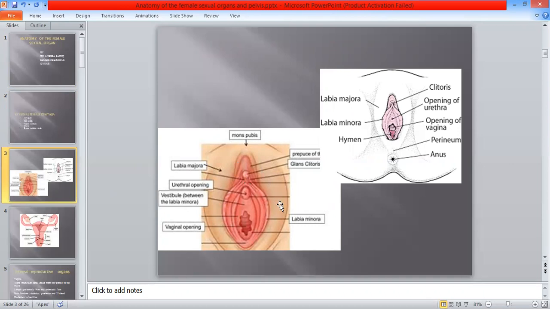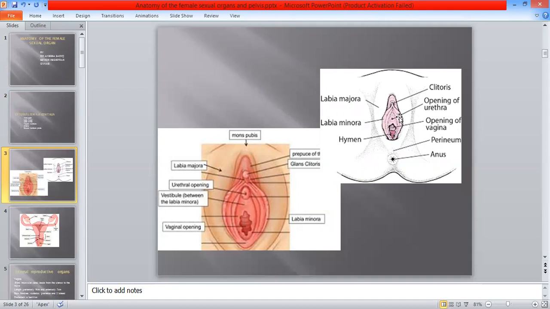The first is the labia majora. Labia majora are two folds of skin with underlying adipose tissue, lying on either side of the vaginal opening, and they contain sebaceous glands and sweat glands. The second is the labia minora.